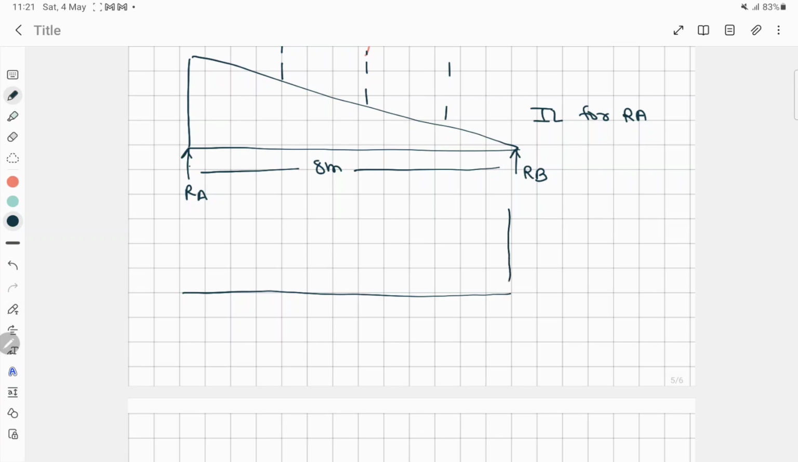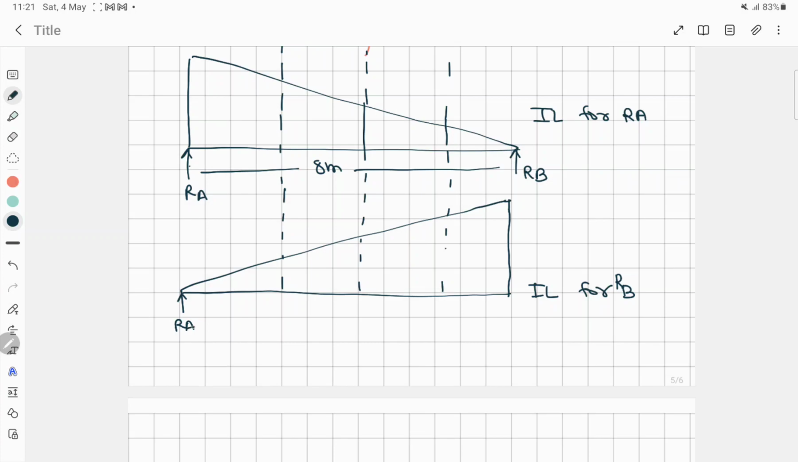IL for RB, right? So this is the diagram for IL for RB. Again we have to draw this line like this where the point load is acting. So this is the line and this is also the line. This one was RA and this is RB, and the total length of this beam is 8 meter. This one is IL. IL is nothing but the influence line for RA and RB.